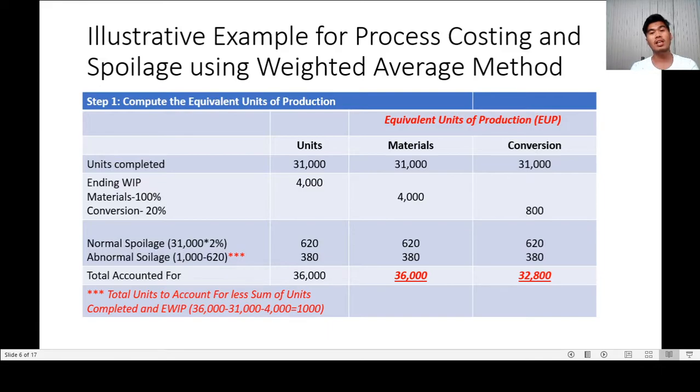So, the total equivalent units of production or EUP for materials is 36,000 units. Just total it, 36,000 units. And then for conversion, we have 32,800 units. So, our next process is, how do we compute the equivalent cost per unit.